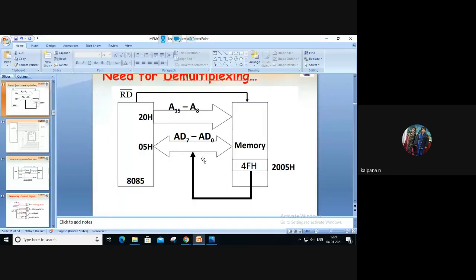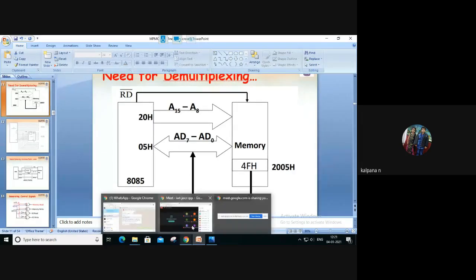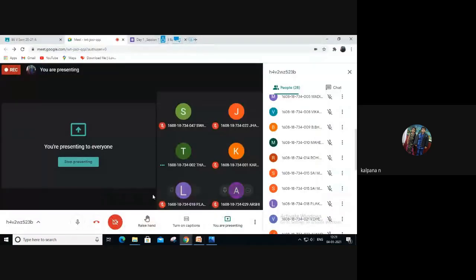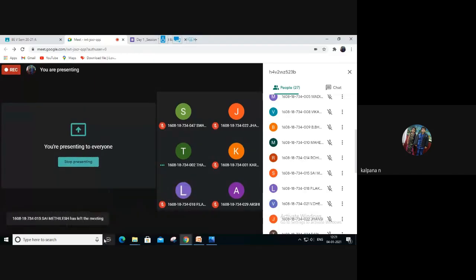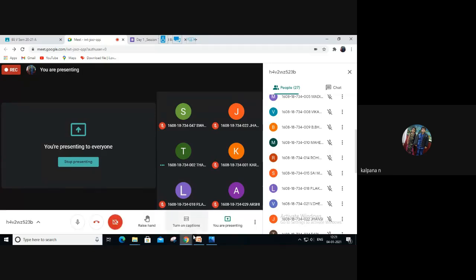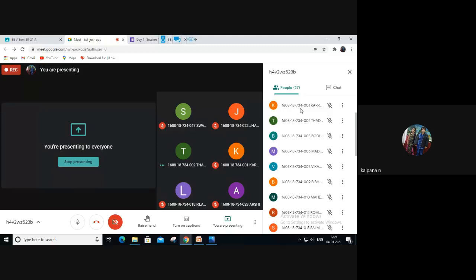See the diagram. So here in this diagram, the AD lines are what is called multiplexing lines, right? Now in order to separate A from AD lines, we are using one device, right? So that device is called as what? Latch. Okay. Rule number one. Yes, ma'am. Now you tell me what is latch?